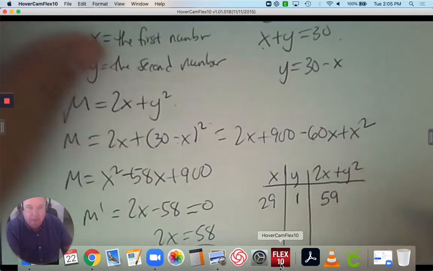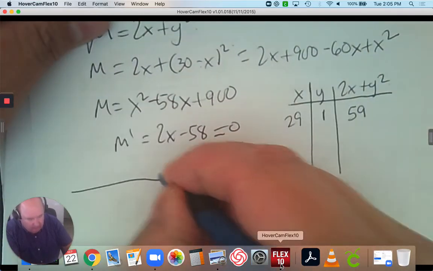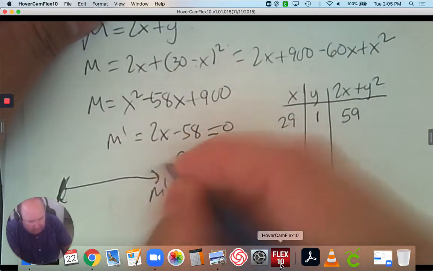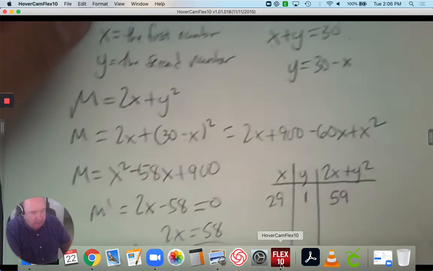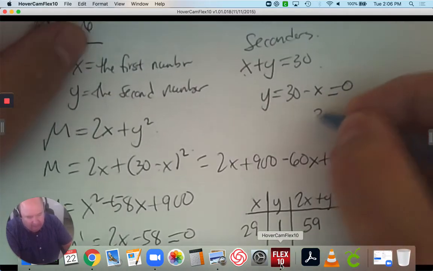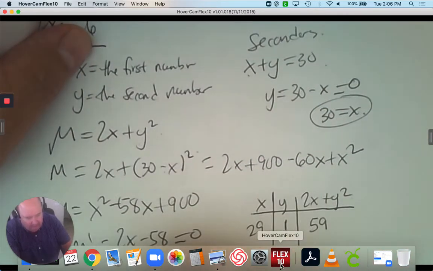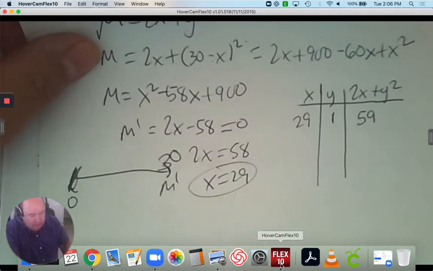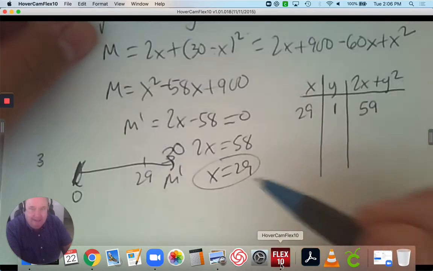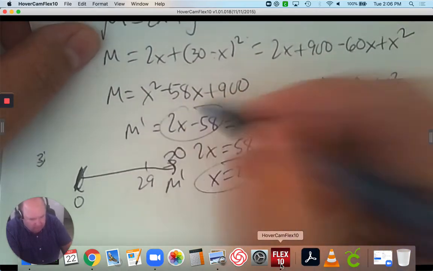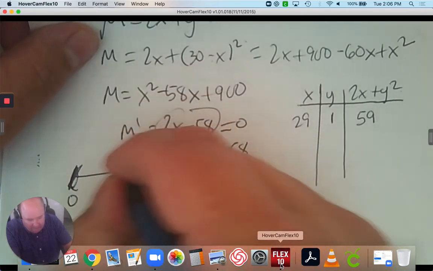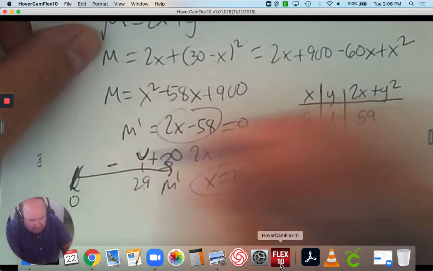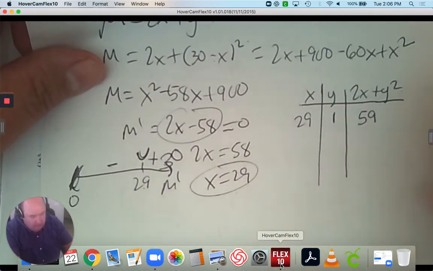Now, the problem with 29 is, if I did a number line for the derivative, first of all, I have to understand that if they're both positive numbers, if I make this equal to 0 and I add x to the other side, x can only be between 0 and 30, or else it'll be a negative number for y. So it's between 0 and 30. If I plug a number smaller than 29 into the derivative, it's negative. If I plug in 29 and a half, it's positive, and it creates a minimum. And the problem is I want to create a maximum. So this is no good.